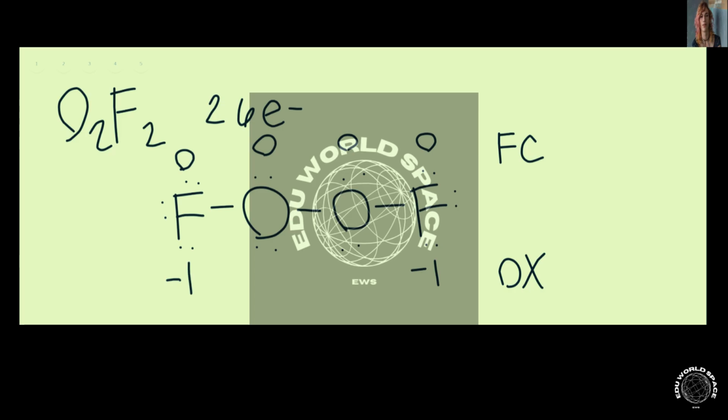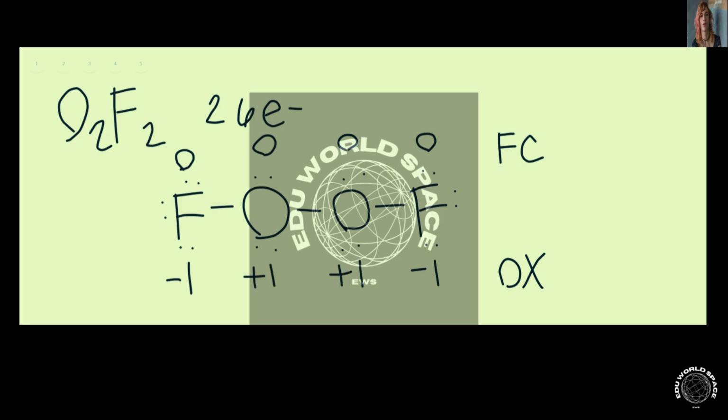Now what about our oxygen atoms? We have 6 valence electrons minus our 4 lone pair electrons, minus, we just have half of this one bond, this oxygen bond. So we have 6 minus 4 minus 1. That gives us an oxidation state of +1.